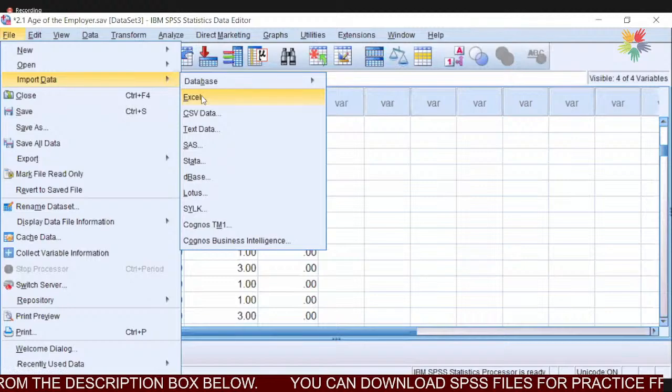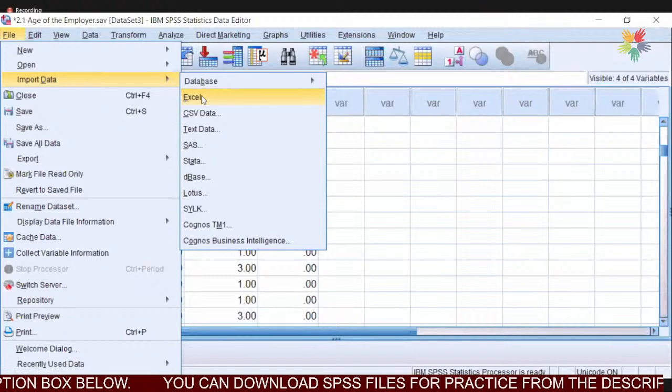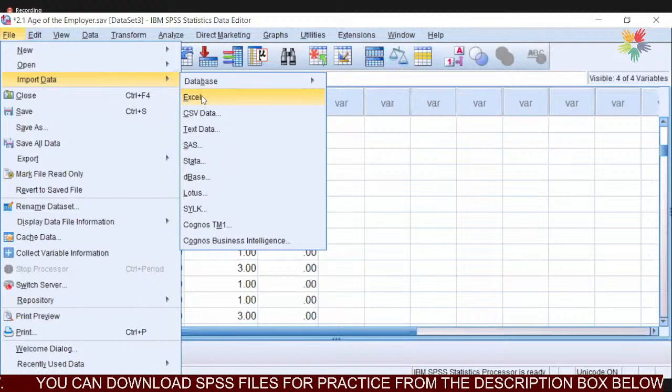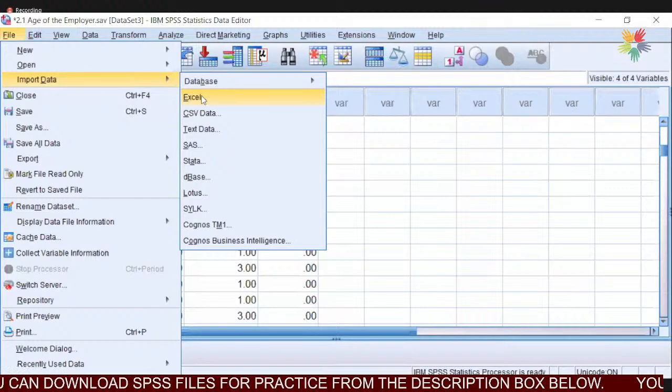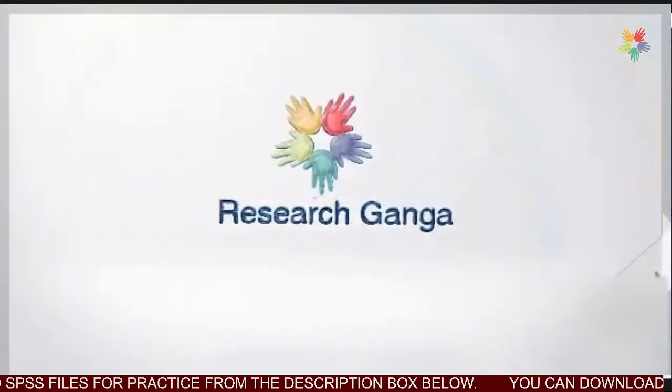Okay, sir. Sir, it is time for the photo session. Yes, sir, photo session. Wait, sir, one small doubt, sir.